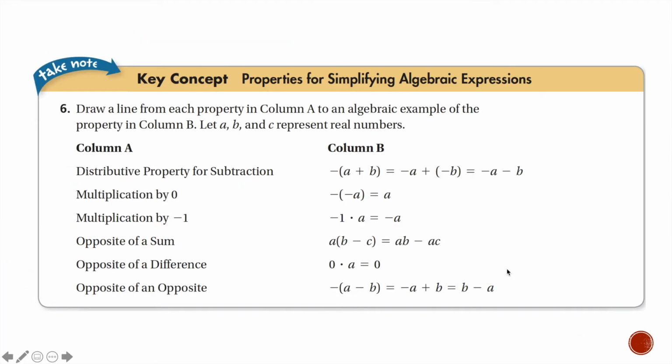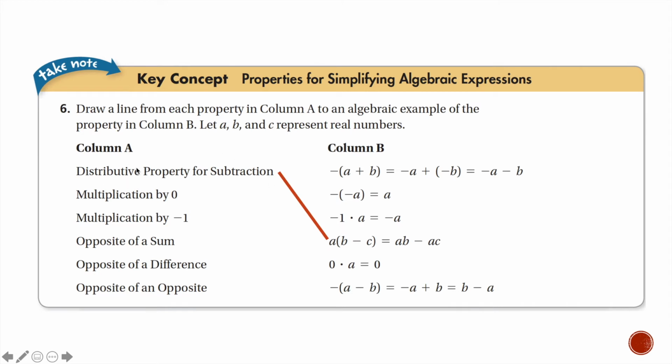Nice work. All right, we now must draw a line from each property in column A to the algebraic example of the property in column B. Let A, B, and C represent real numbers. So for the distributive property of subtraction, we are going to draw a line all the way down here.